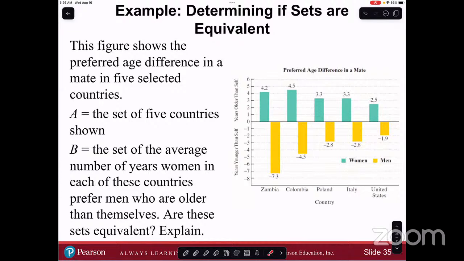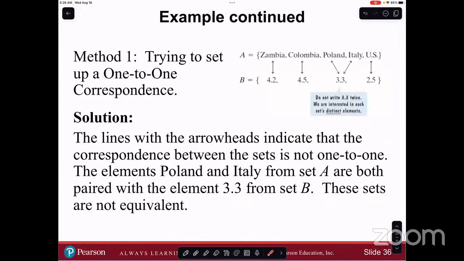So the cardinality of A is 5 and the cardinality of B is 4. So we would say that these sets are not equivalent, right? Okay. The lines with arrowheads indicate that the correspondence between the sets is not one-to-one. The elements Poland and Italy from set A are both paired with the element 3.3 from set B. So these sets are not equivalent. Again, the cardinality of A is 5, the cardinality of B is 4. Because the cardinalities are not equal, these sets are not equivalent.